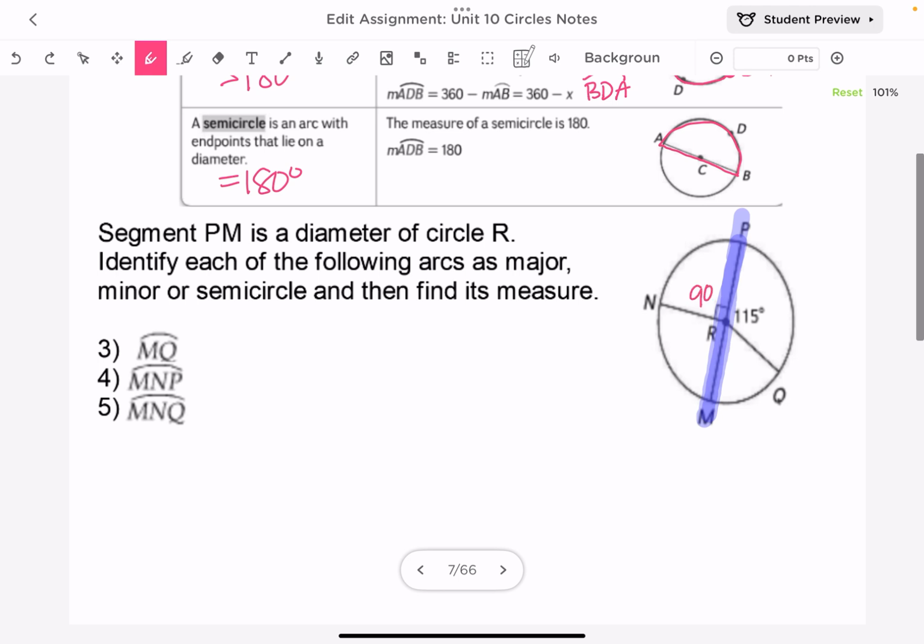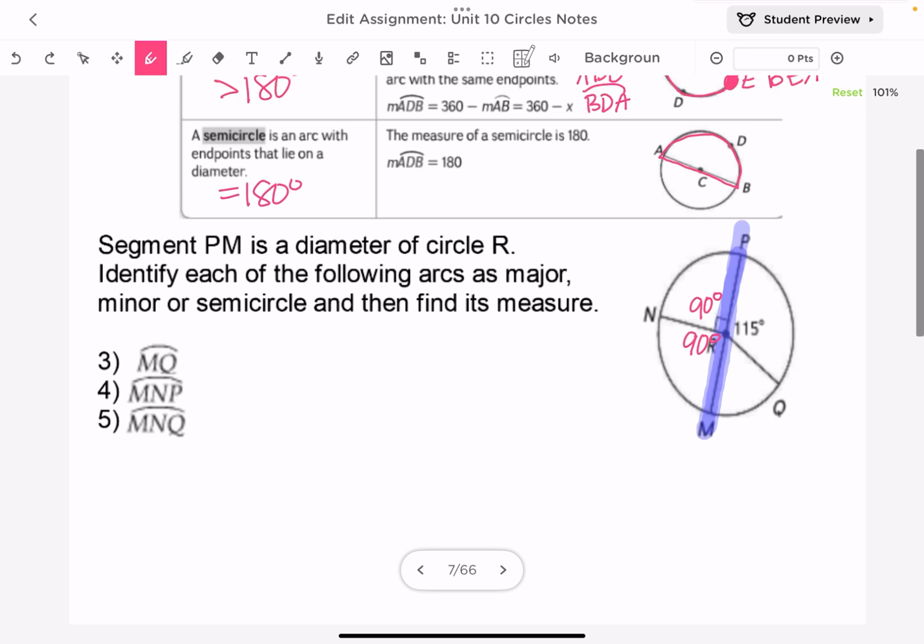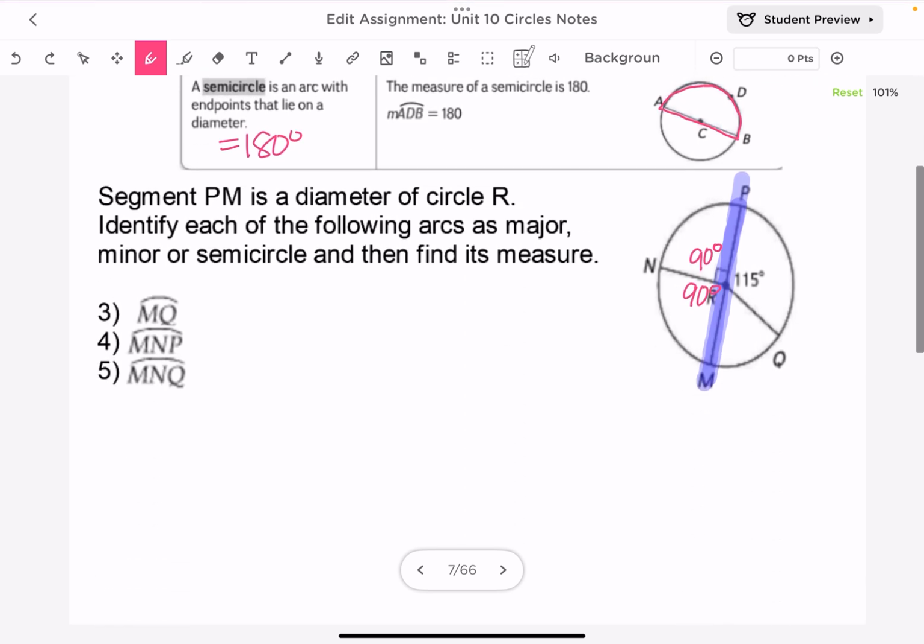So I go over here and I see that that's 90 degrees. That means this other one is also 90 degrees because those make a straight line. That's a linear pair. And then I look on the other side, I have the 115. So that's going to leave this other piece of pie to be 65.